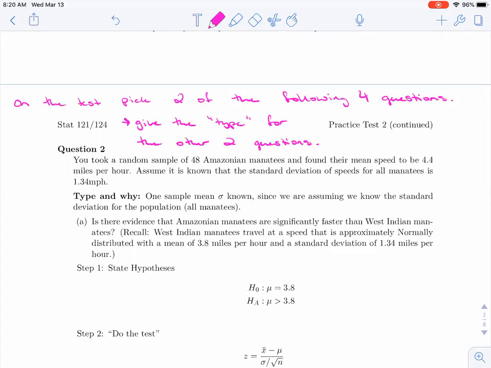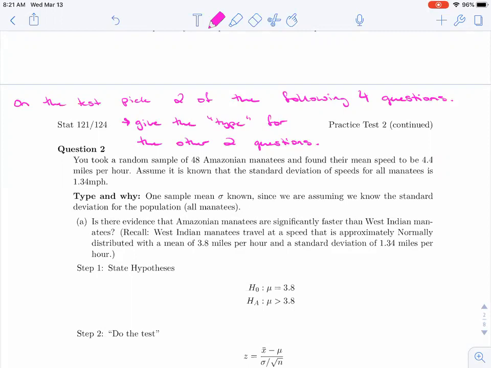Notice that the types are the names of the blocks on your formula sheet, right? So we've got one sample means sigma known, right? That's when we're using sigma. And then we've got one sample means sigma unknown. That's when we don't know the population standard deviation, but we're using the standard deviation from our sample, right? So that'll be kind of in the question. You have to figure out, okay, between these two, where did the standard deviation come from?